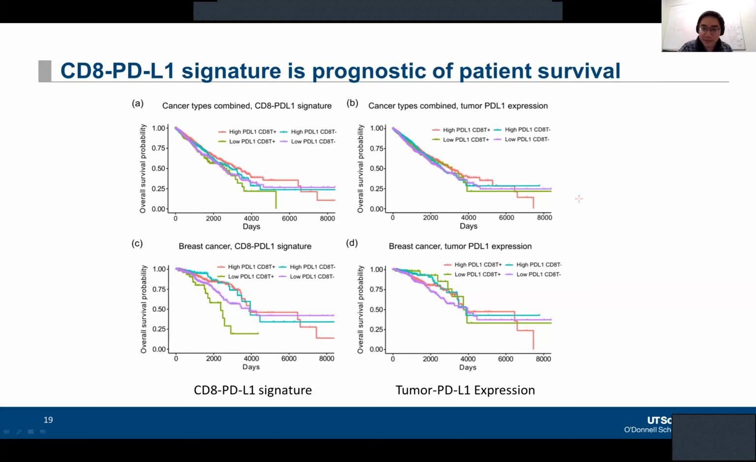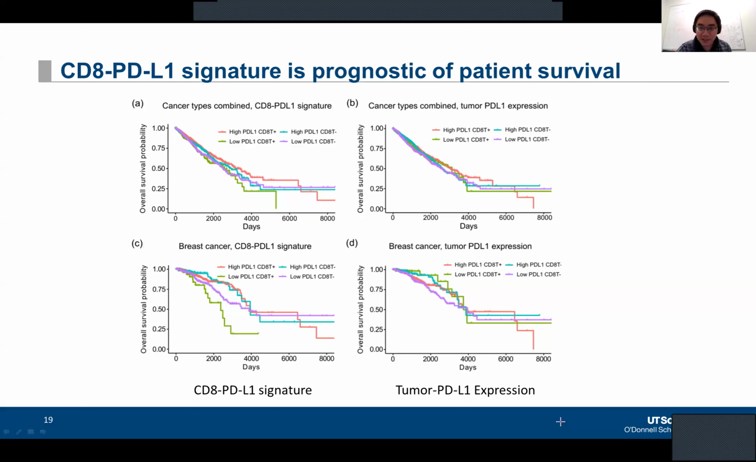So, counterintuitively, when we just dichotomize by tumor PD-L1 expression, we found that higher tumor PD-L1 appeared to be correlated with better survival in patients. There are several different possible explanations. One would be that it's indicative of the presence of an immune response, which would be positively correlated with survival, despite PD-L1 being a checkpoint, which inhibits the immune action on the tumor.